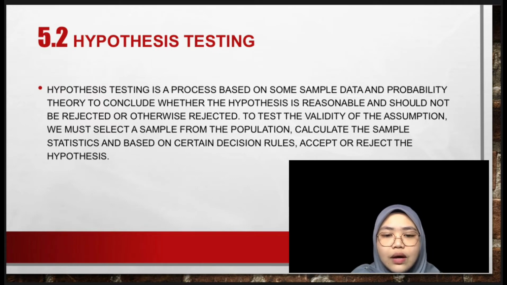Next is 5.2 hypothesis testing. Hypothesis testing is a process based on sample data and probability theory to conclude whether the hypothesis is reasonable and should not be rejected, or otherwise rejected. To test the validity of assumptions, we must select a sample from the population, calculate the sample statistic, and based on certain decision rules, accept or reject the hypothesis.